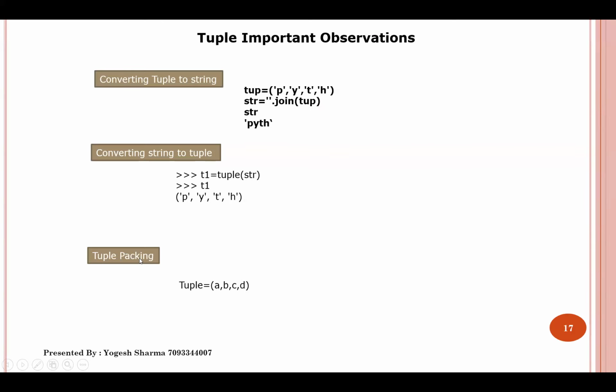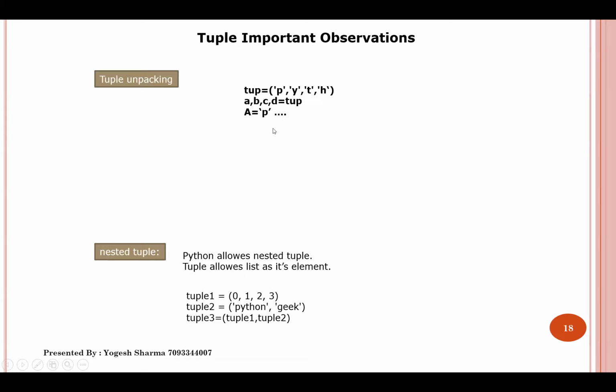Tuple packing, tuple unpacking. If you remember, we already did that kind of thing in the list also. Tuple packing means you create the tuple and write all the elements, so all the elements are represented by one variable. It is called packing. Similarly, we have the unpack also.